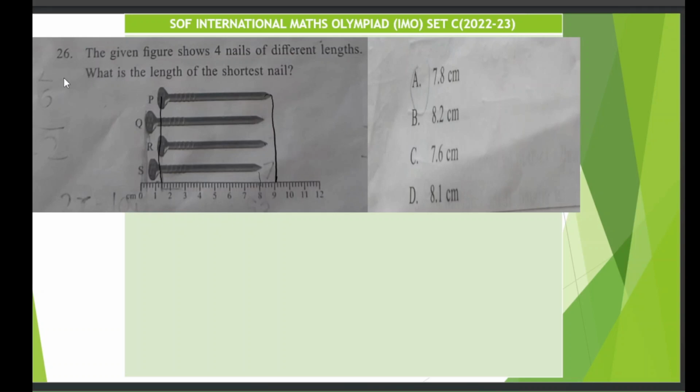We have completed half the question paper, that is, up to question number 25. We have completed the SOF International Maths Olympiad Set C 2022-23 question paper.